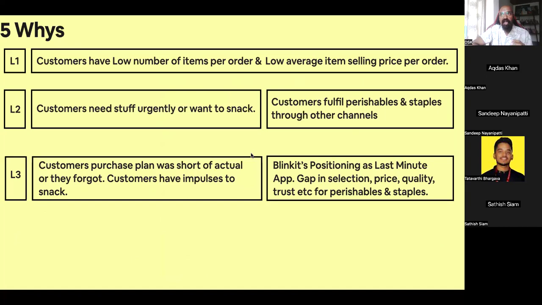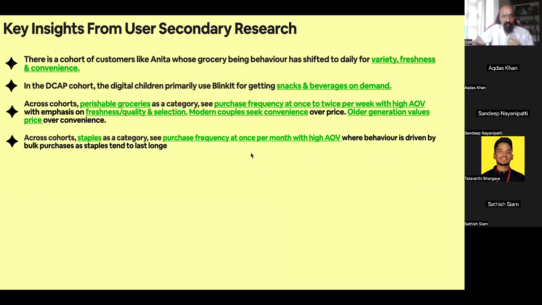So we then got a sense that there is a strong positioning problem as well, because most people think we're a last minute app, but the capability is not necessarily that it can only fulfill last minute, it can extend to other use cases as well. But there are gaps which we need to solve for to get to that point of view. So summarizing, what we learned from this was there are cohorts like Anita, where grocery buying has shifted to a daily habit instead of a weekly or a bi-weekly habit.